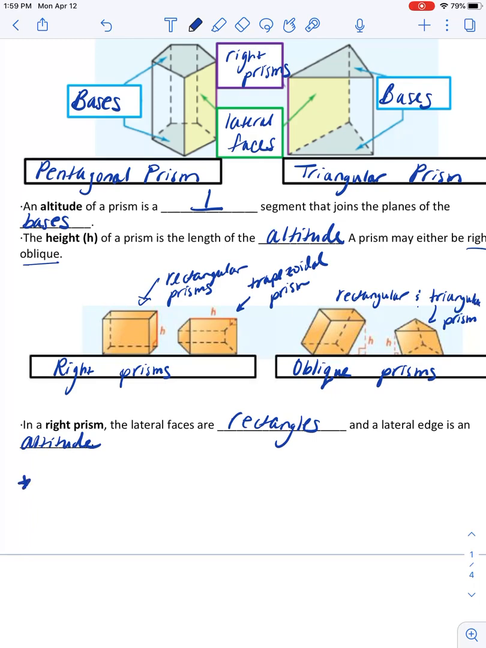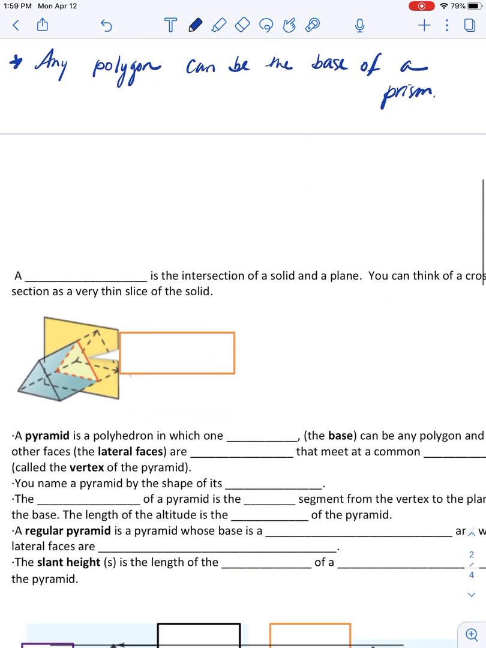One other thing I want to mention that I did not write in here is that any polygon can be the base of a prism. So we've seen above triangular bases, trapezoid bases, pentagon bases, and rectangles as bases. You could have any polygon as a base for a prism.